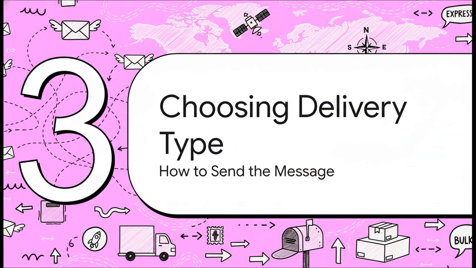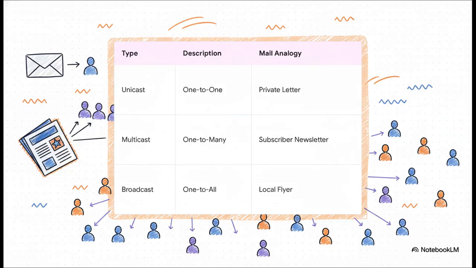But, just like with real mail, there isn't just one way to send something. You can send a private, sealed letter, or you could send out a bunch of flyers to an entire neighborhood. The internet has these different delivery options too. At the end of the day, there are 3 main ways to deliver a message online.